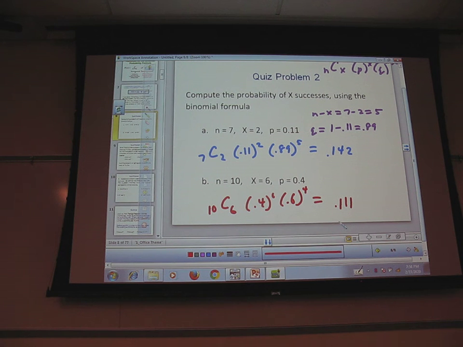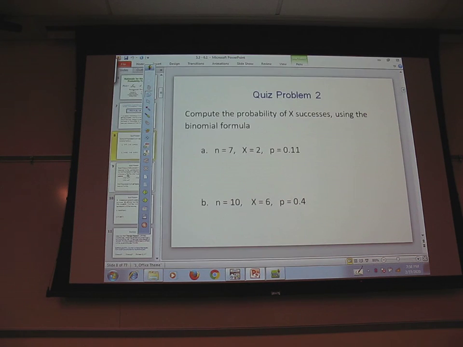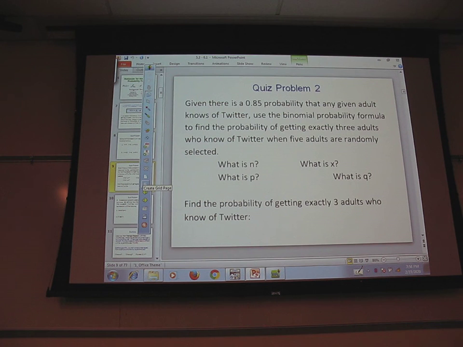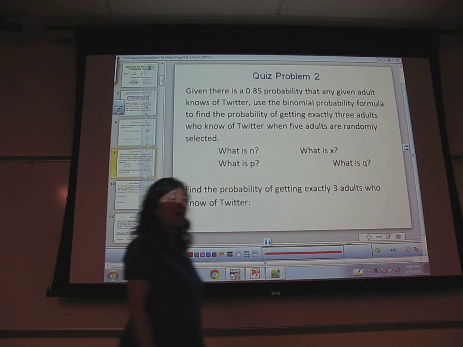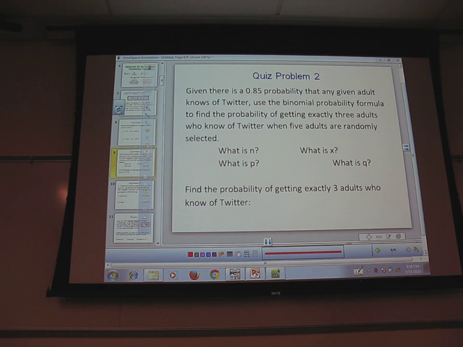No? Okay. Does anybody need a minute to finish up quiz problem 2? Or this one, whatever this one was. Yes? A minute? Okay, take a minute, finish up this one. You need to write down what's N, what's X, what's P, and what's Q. I'm going to ask you that in a minute. So maybe take 2 minutes.